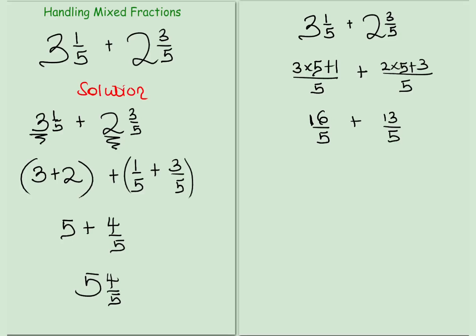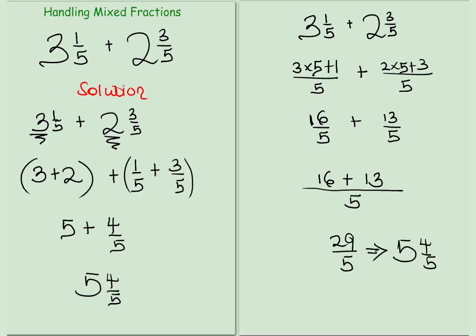Now we have two fractions that are alike. Since the denominators are the same, all we do is we then add the numerators. That is 16 plus 13. That gives us a 29 all over 5. So 29 over 5 is an improper fraction. Hence, changing it into a mixed fraction, we have our 5 whole number 4 over 5. And they are all the same. You see, so the method that suits you, you go with that.